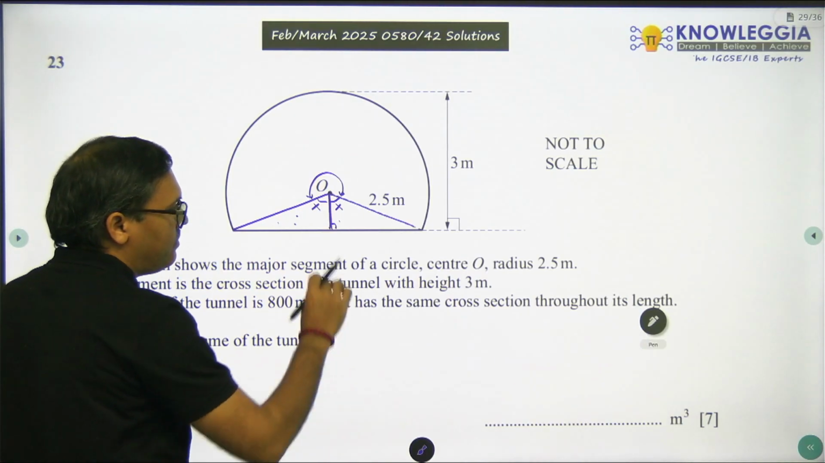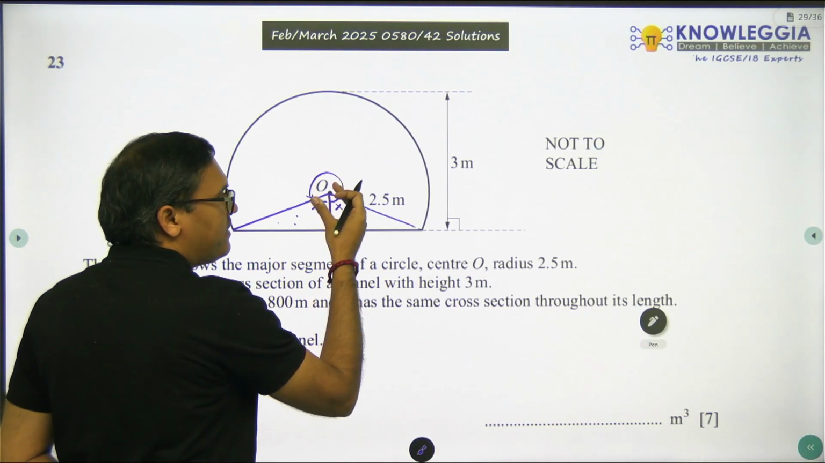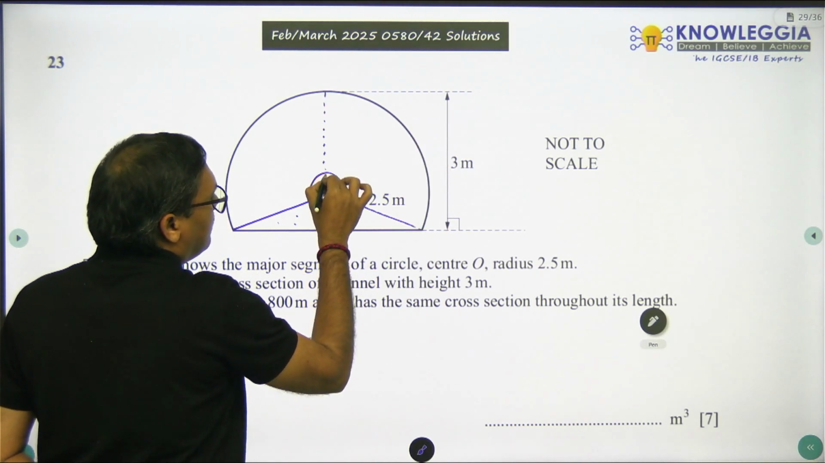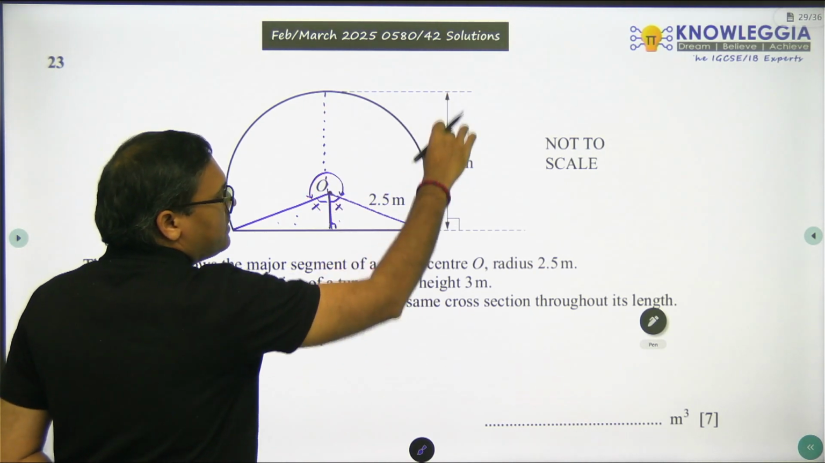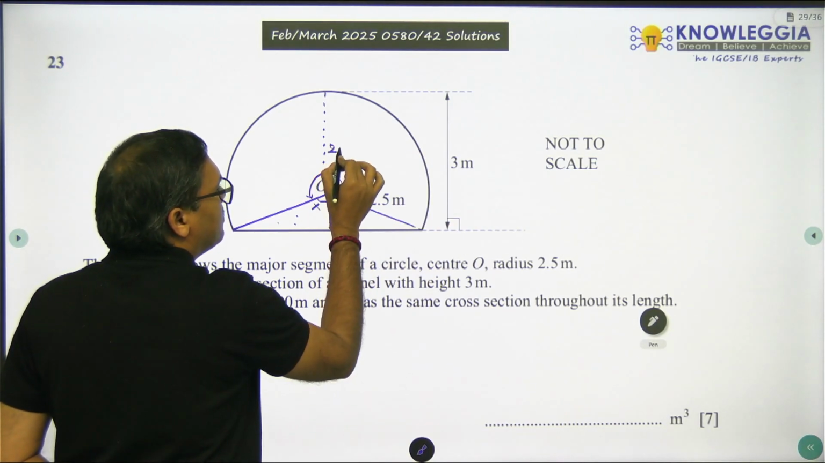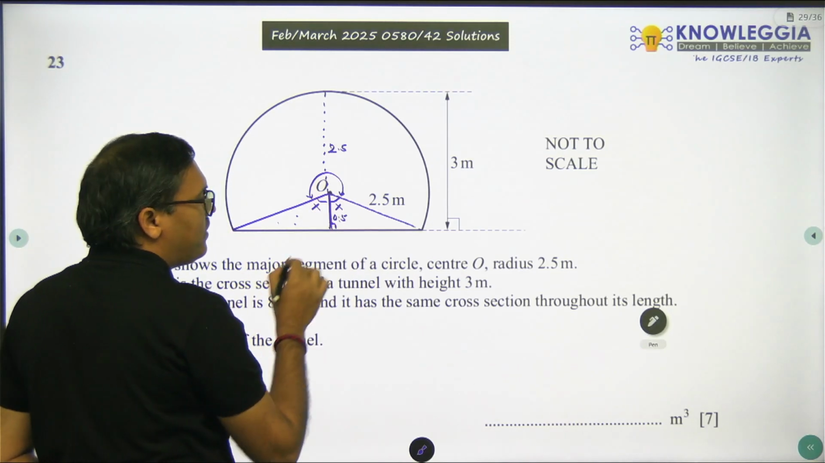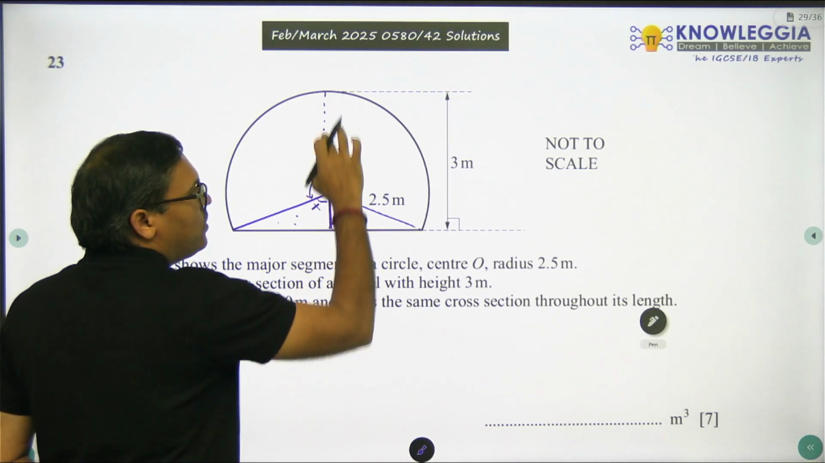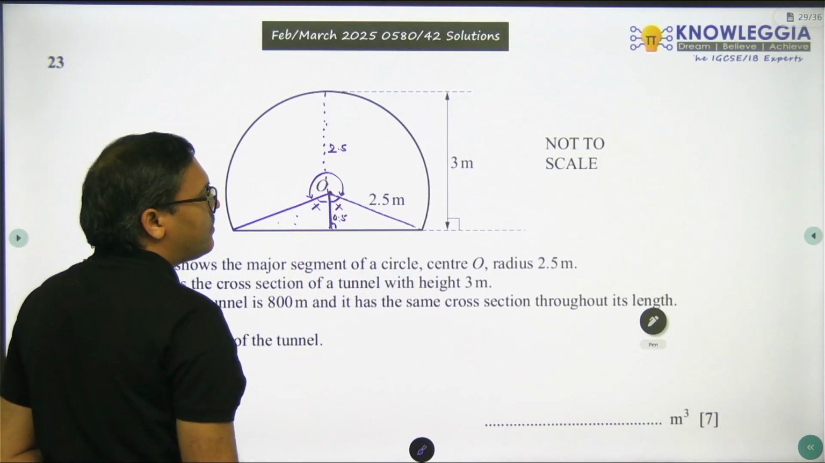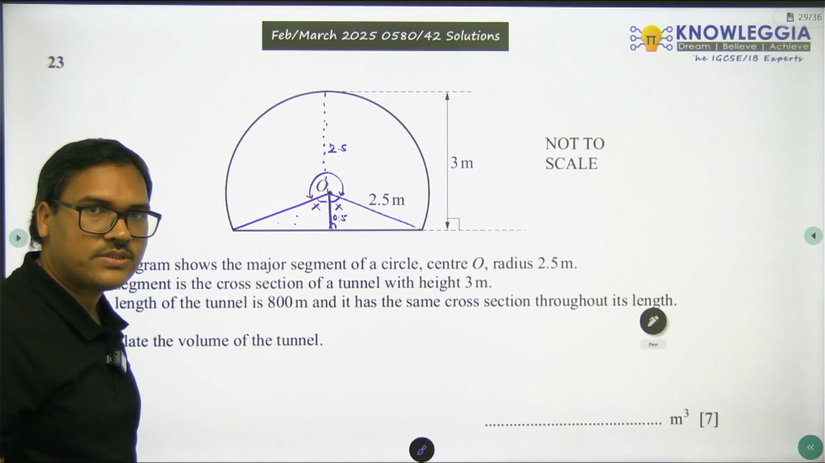But for this, this is a right angle triangle, you need to have this length. How will you find this length? You can see this total length is 3. And this radius is 2.5. So this will be 0.5. Why 0.5? Because this total should be equal to 3, and this is 2.5 because this is the radius. So this length is equal to 0.5. I hope this is clear.